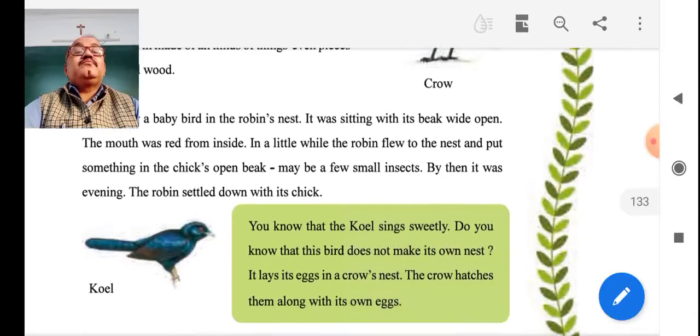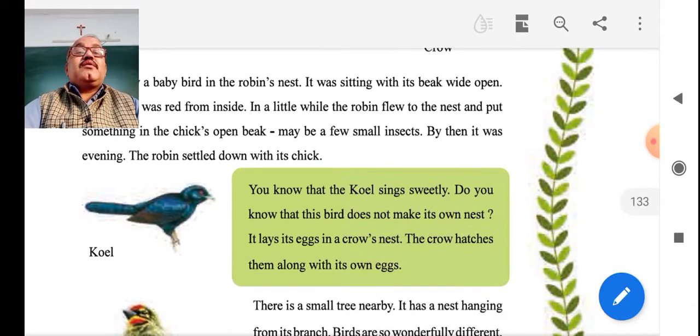When you are watching a bird, you have to observe what the nest is made of and how the nest is made. There are some questions which I have already explained to you. I have given a variety of questions. Please understand the question and write it down properly.